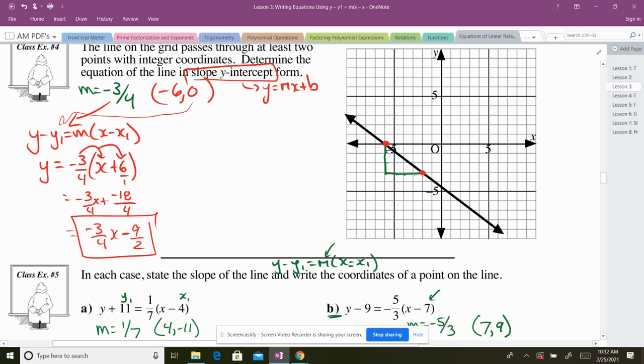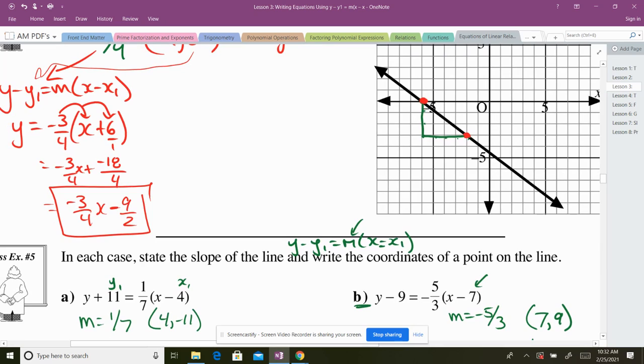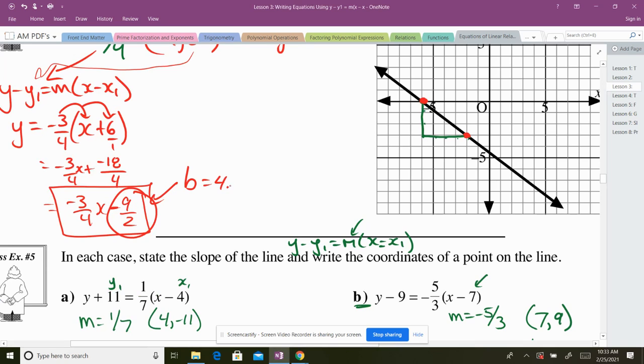And then you can ask yourself a couple questions to see if we think we're doing it right. Our slope is negative. Looking at the graph, is that the graph of something that has a negative slope? Yes, it is, right? Because it's falling left to right. And our y-intercept, because that's our b value, is -9/2, which is -4.5. If you go 9 divided by 2, you get 4.5, right? Does that look approximately like -4.5? Close, and I mean, it's hard to tell, but it looks like it would be right. Okay, so it's just a little check.